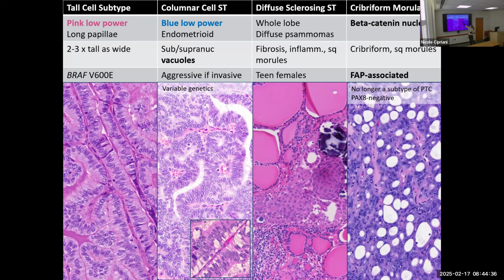They have numerous psammoma bodies in bilateral lobes. And they often have a chronic lymphocytic thyroiditis pattern in the background with fibrosis and inflammation. So diffuse, because it generally involves both lobes. Sclerosing, because it has this fibro-inflammatory background. And then morphologically, morules and psammoma bodies.